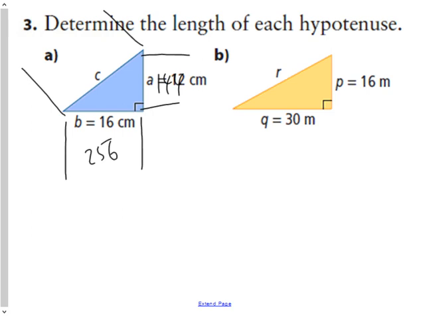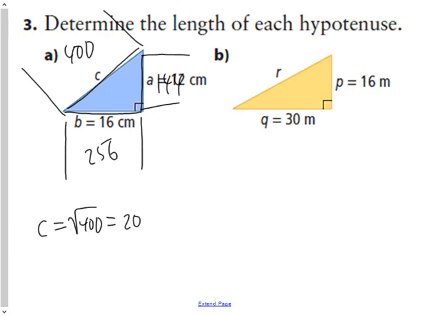And this is a leg. And this is a leg. And this is a hypotenuse. So the area of the two squares attached to the legs, meaning 144 and 256, add up to be the area of the square attached to C, which would make this 400. So therefore, C is equal to the square root of 400, which is equal to exactly 20.